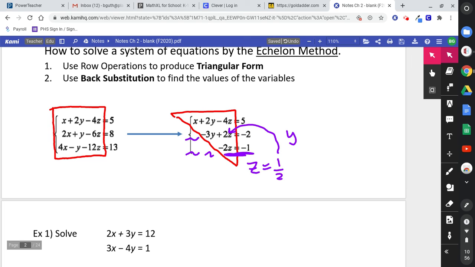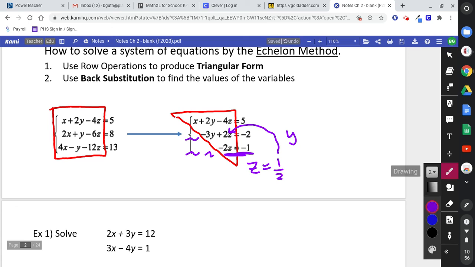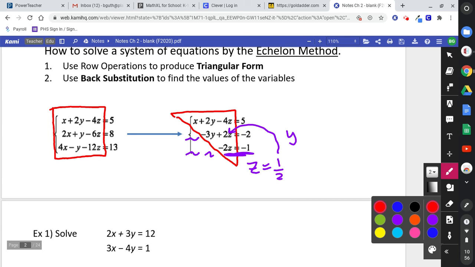All right, row operations. If I said... Don't turn the page yet. I'm not done. Okay.